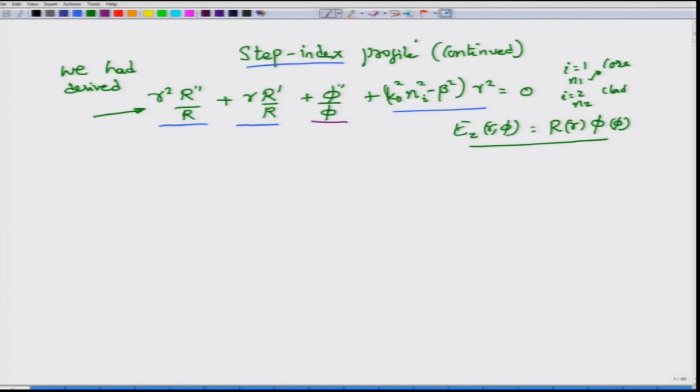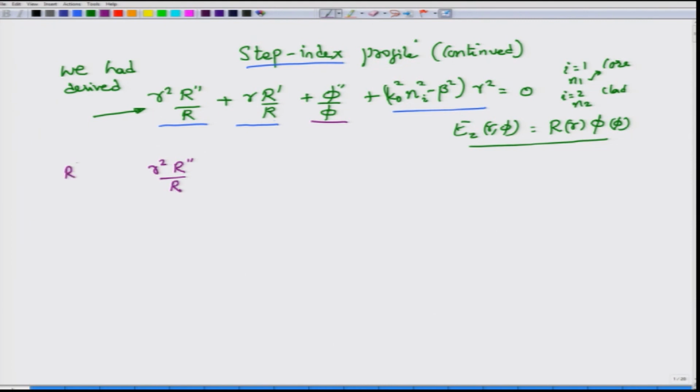Now, let me do something. I am going to rewrite this equation by grouping all the terms which are functions of small r on one side and the functions of phi on the other side, and then what we will get is r squared R double prime by R.